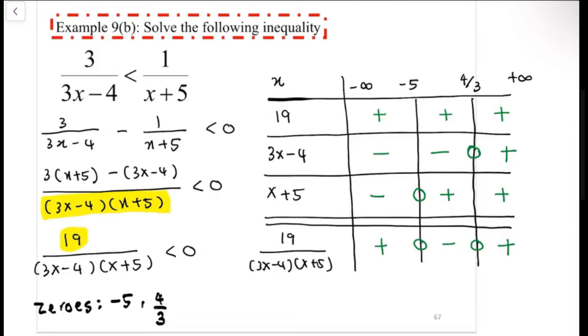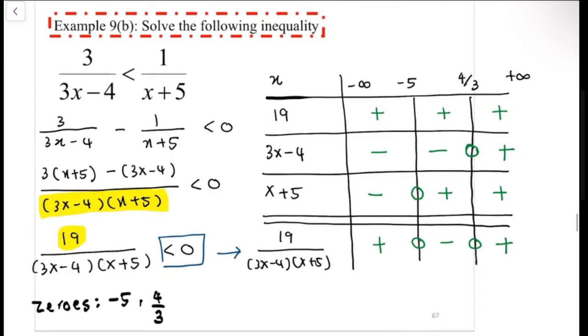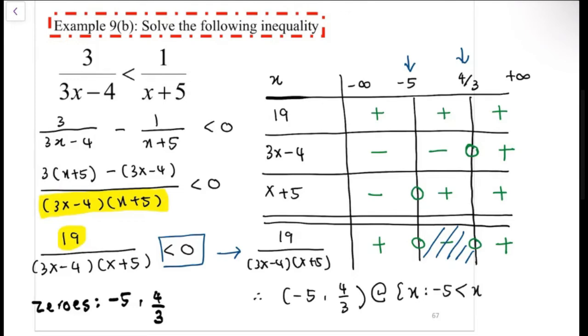Last part, choose our region based on our inequality sign. Since it's less than 0, we have to choose the negative region. So our answer is -5 up till 4/3, open interval. Or in the form of solution set, x such that -5 less than x less than 4/3.